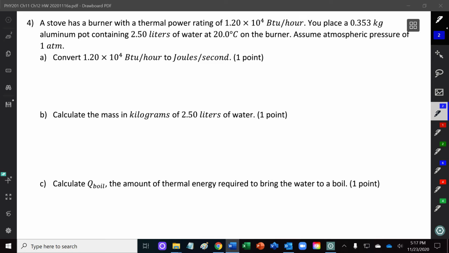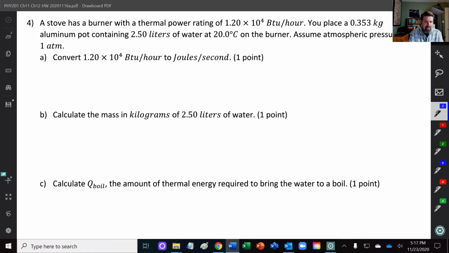Here we go. This chapter 11 problem. We've got a stove with a burner thermal power rating of 1.2 times 10 to the 4 BTU per hour. We place a 0.353 kilogram aluminum pot containing 2.5 liters of water at 20 degrees Celsius on the burner. We're going to assume atmospheric pressure of 1 atmosphere.